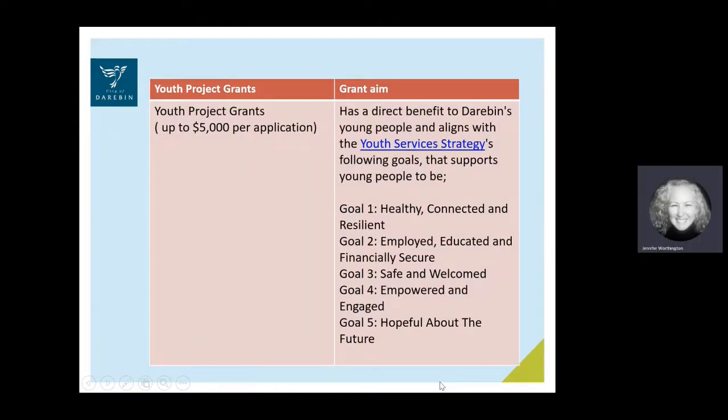We also have youth project grants up to $5,000 per application, and the youth project grants need to demonstrate a direct benefit to Darebin's young people and also align with the youth services strategy goals. So there are 5: healthy, connected and resilient; employed, educated and financially secure; safe and welcomed; empowered and engaged; and hopeful about the future.